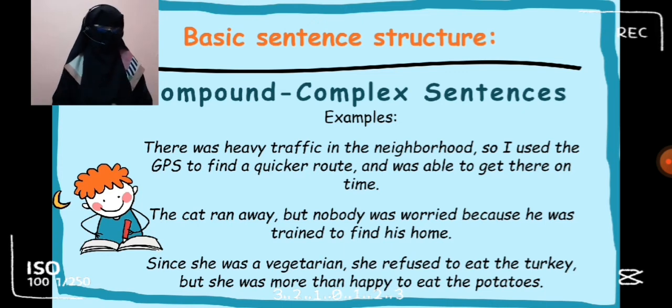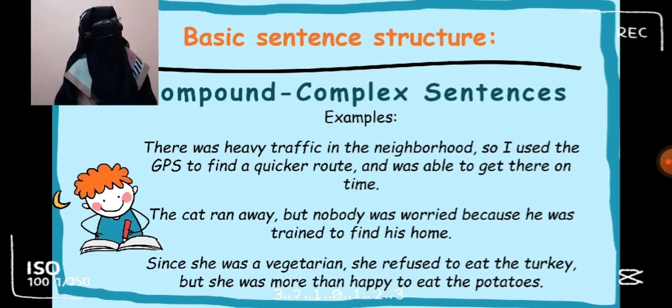For the second example: the cat ran away, but nobody was worried because he was trained to find his home. In this example, the cat ran away and nobody was worried are the two independent clauses joined by the coordinating conjunction but, and followed by the subordinate clause because he was trained to find his home.